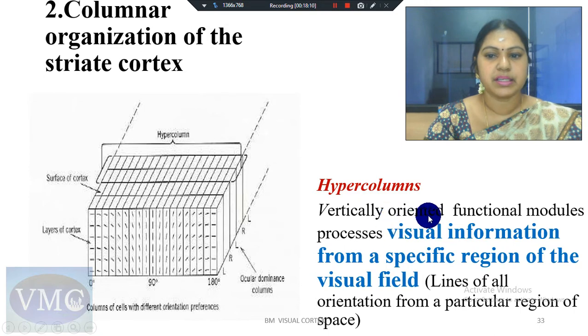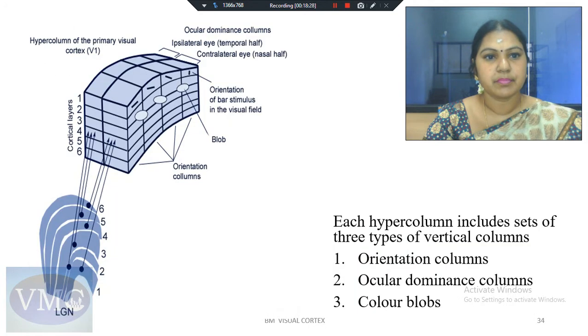Hypercolumns are vertically oriented functional modules. They process visual information from a specific region of the visual field, lines of all orientations from a particular region of space. So hypercolumns are the columns which receive information from a specific region of your visual field. Each hypercolumn is divided into 3 types of vertical columns: orientation columns, ocular dominance columns and color blobs.